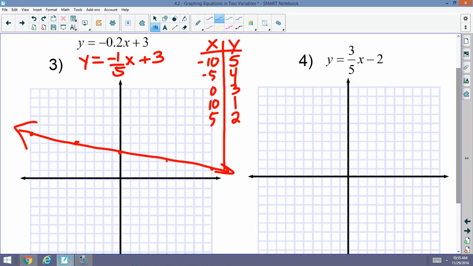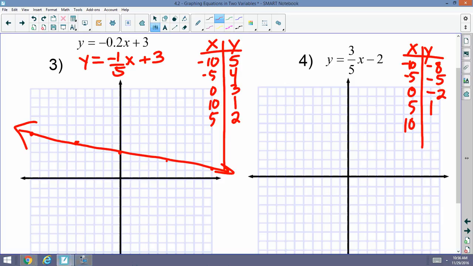All right, next, number 4. What would I do here? Set up a table, yes. I'm going to go negative 10, negative 5, 0, 5, 10. When x is negative 10, what's y? Negative 8. When x is negative 5, it's going to be negative 5. When x is 0, negative 2. When x is 5, 1. When x is 10, 4.